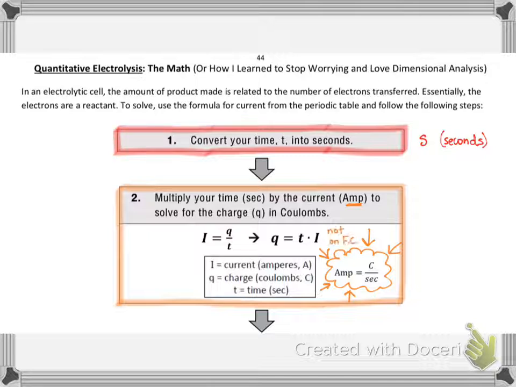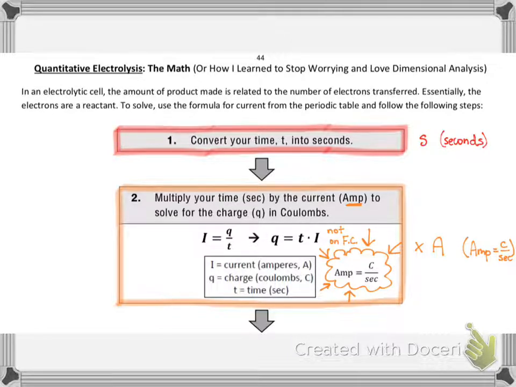So all you're doing in the second step is taking the seconds from the first step and multiplying it times the amps. Just looking at the units, you multiply seconds times coulombs per second, and the seconds cancel. So you're solving for the charge in coulombs in the current of your electrolytic cell. Okay, now you've got that.